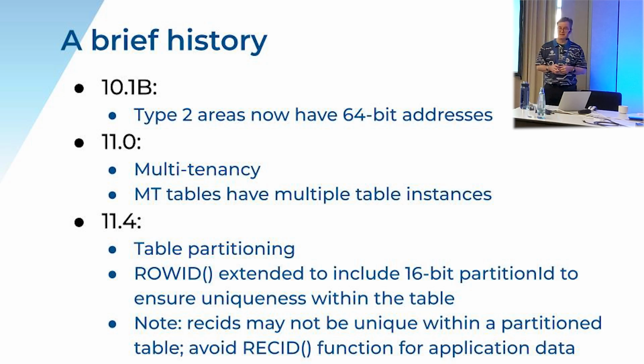Then into V11, we had multi-tenancy, so that introduced the concept of table instances, which are storage objects. So for the first time, a table can span storage areas. And then in 11.4, we added table partitioning. So this meant that a table can actually have 2 different records in different storage areas that have the same rec ID. So what Progress did to ensure that you have a unique locator for records is that when you get the row ID function of a record, they append the partition ID, which is a 16-bit value, as a prefix on the row ID so that it's a unique value. So if you're using table partitioning, you should avoid trying to use the rec ID function because it's not guaranteed to give you a unique value.